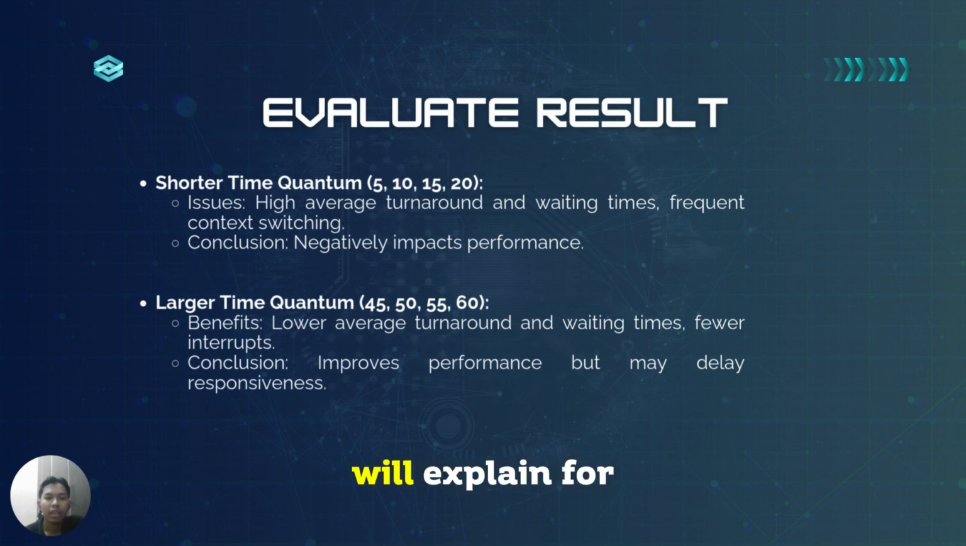Okay, now I will explain the larger time quantum. We have larger time quantum for 45, 50, 55, and 60. The benefits we got here are lower average turnaround and waiting times, where fewer interrupts occurred. This means fewer context switches happen. It would help the system run more efficiently. So, lastly, for the conclusion for larger time quantum, it improved performance but may delay or slow responsiveness.